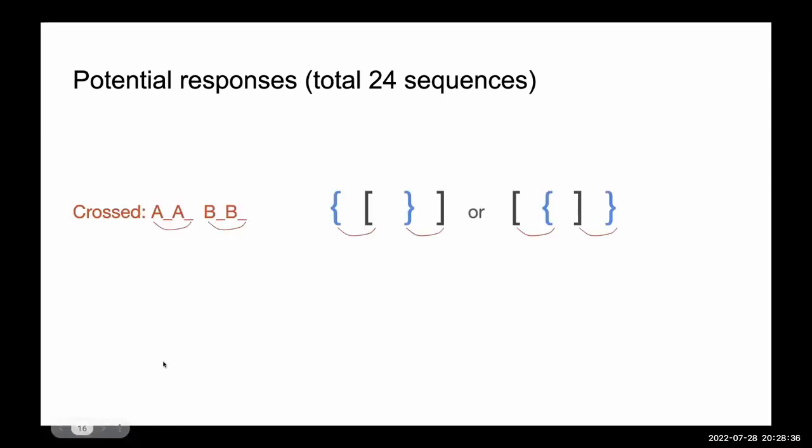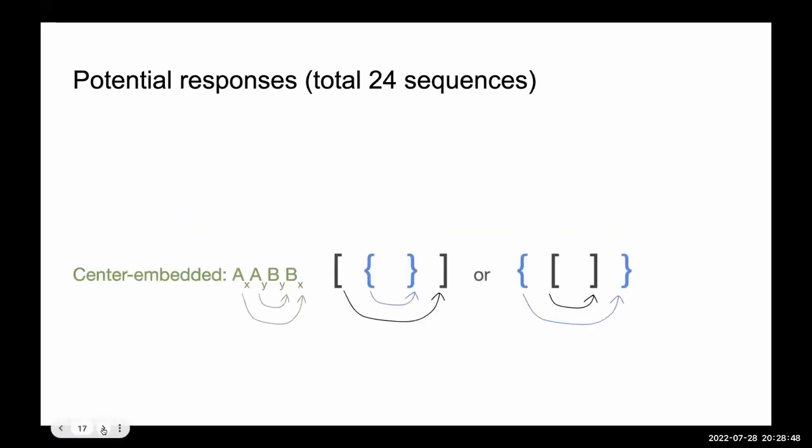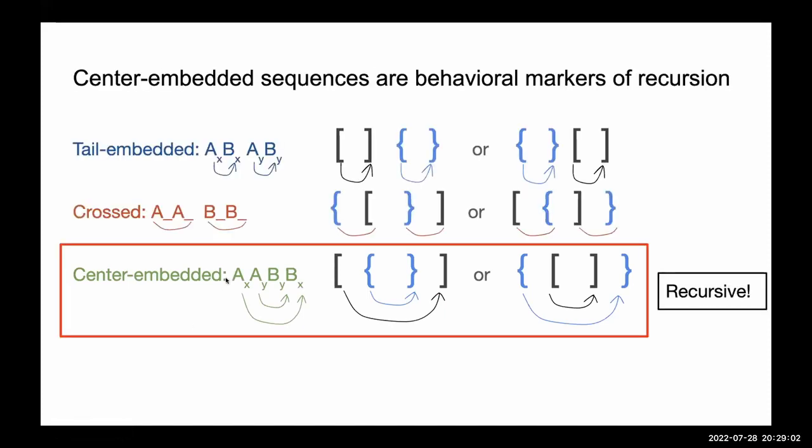So it's an ABAB structure. They could generate these cross sequences, which is the structure you see in front of you. And finally, they could also generate these center embedded sequences, which feature these nested long-range dependencies. I should mention that this is not all of the possible sequences that could be generated. This is just some of them. Importantly, center embedded sequences have been considered to be behavioral markers of supra-regular context-free grammars, or very simply, they've often been considered to be behavioral markers of recursive pattern processing.